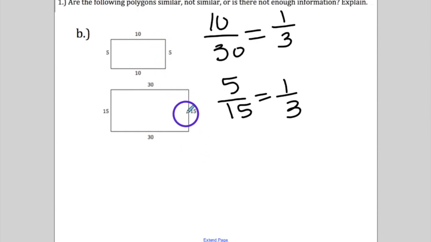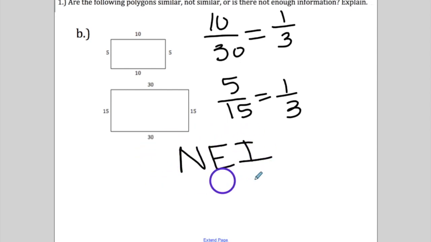They could be similar, but we do not have enough information. And so we can abbreviate not enough information with the letters N, E, and I. And so that would be our final answer for this problem. So the sides are proportional, but however, we don't know anything about these angles.